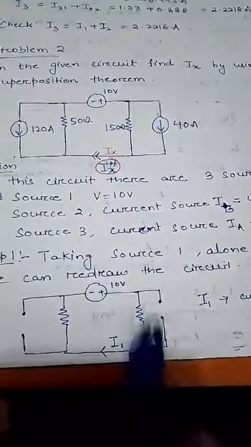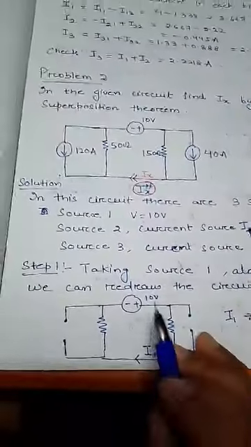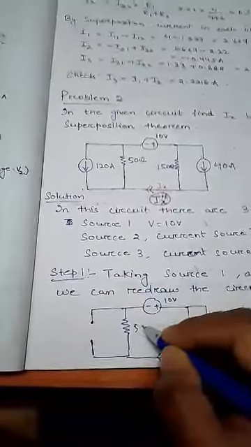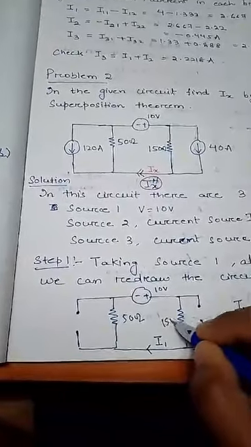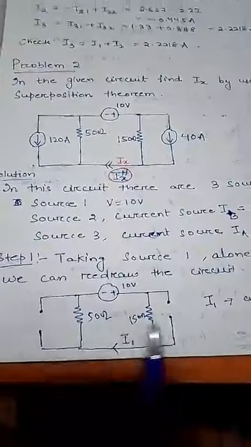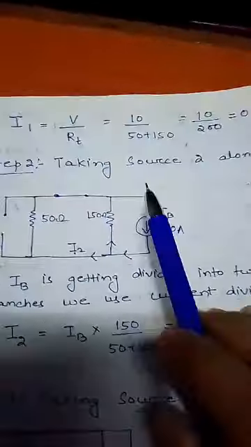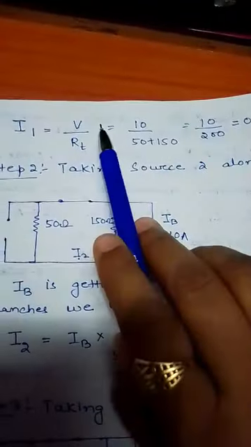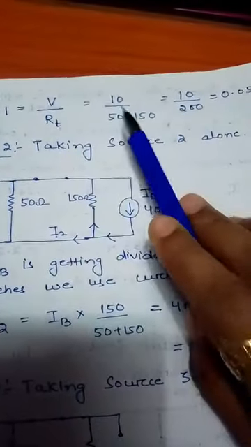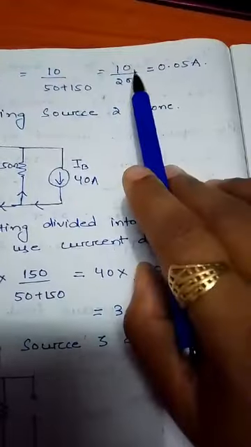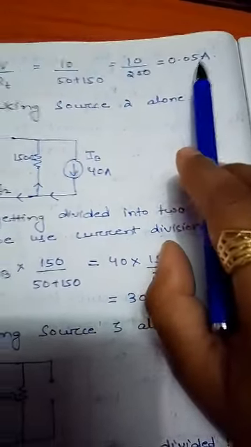I will find the current I1 flowing due to source 1 across the 50 ohm and 150 ohm resistors. In this circuit the 50 ohm and 150 ohm can be considered in series. So the total current I1 equals voltage by RT, which is 10 by 50 plus 150, that is 10 by 200, which is 0.05 ampere.